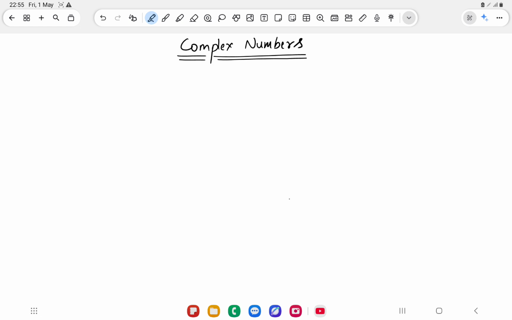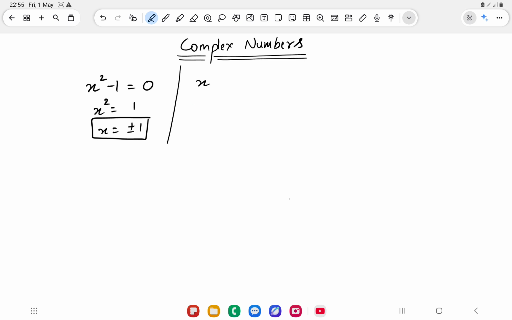So let's start. Before understanding what is a complex number, let me first write an equation x square minus 1 is equal to 0. This equation has two roots. I will find it like this. So x value is plus or minus 1.